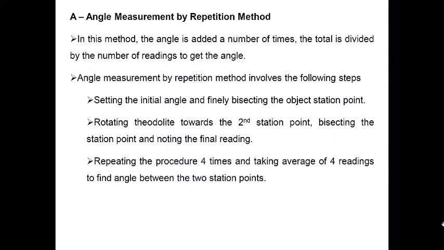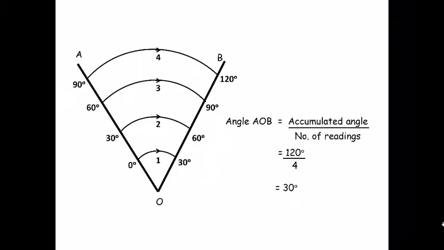So in the repetition method, let's say this is the angle that we want to measure, angle AOB. We set up our instrument at the point O, we center it, we level it, then we locate the point A using a ranging rod, set this line equal to 0 degrees, rotate our instrument clockwise, locate the point B using a ranging rod, and note down the angle. Now we have the interior angle AOB, it's 30 degrees.